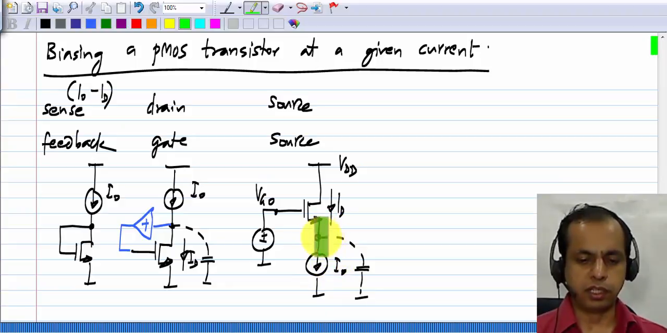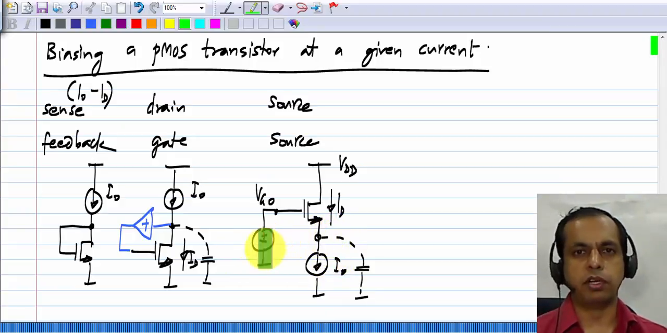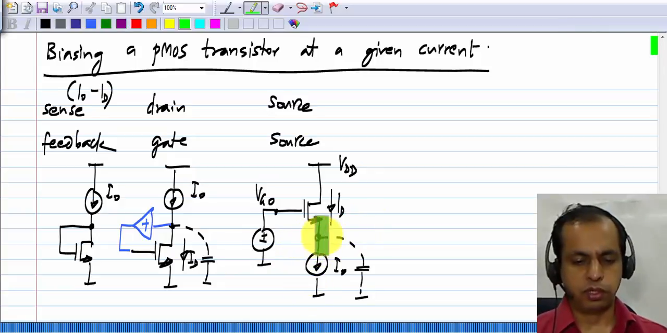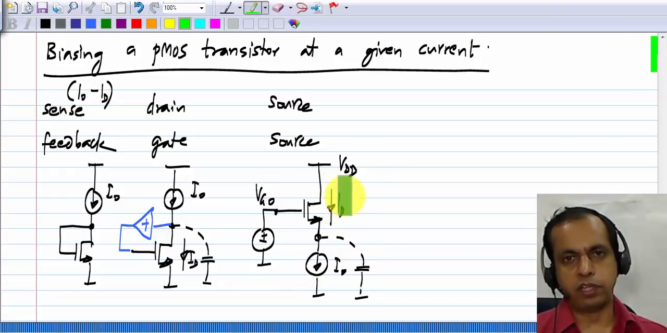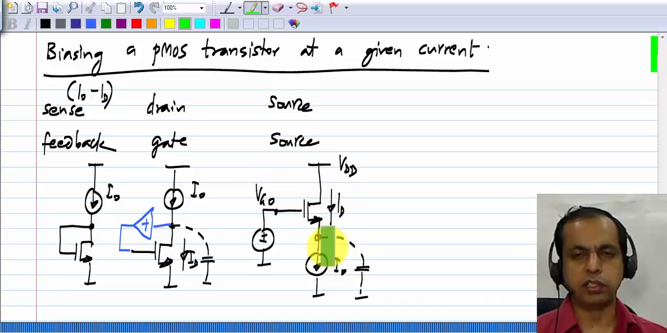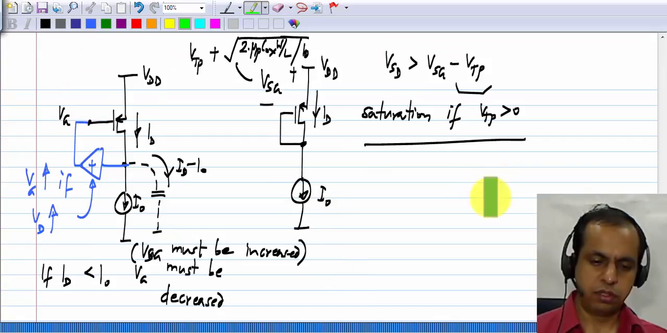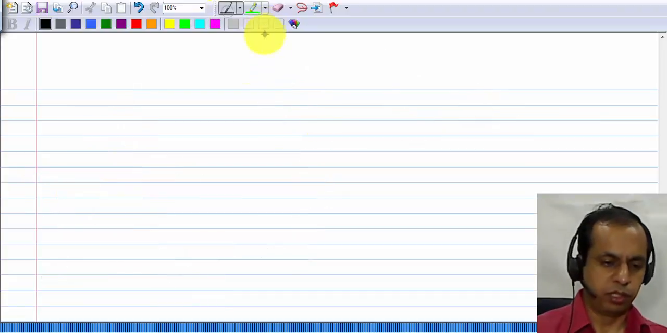And as I mentioned earlier, the source terminal is part of the control side of the MOS transistor. So, the feedback is implicit here. There is feedback. If there is a difference between ID and I0, the source voltage changes and that will change the drain current. Exactly the same thing with PMOS.